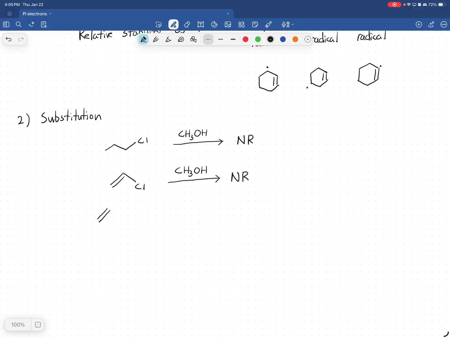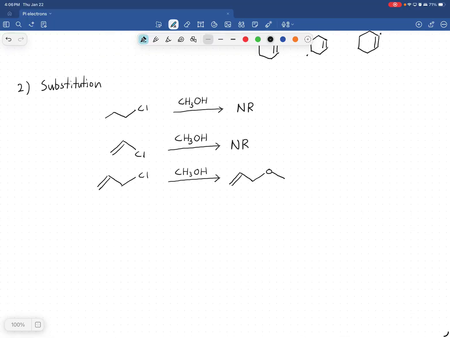So what happens here is that if we move that chlorine one carbon away from the double bond, something special is observed. We actually observe a reaction, and it's quite fast. This is a very fast reaction. So we get this product. So we do get substitution when it's an allylic chloroalkene here. Okay. So something must be forming here.